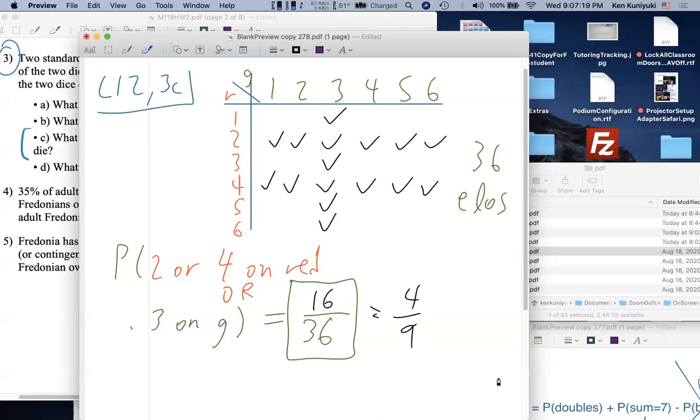It's pretty much brute force, okay? Or list out the ordered pairs. Basically, this grid is probably the easiest way of doing it.